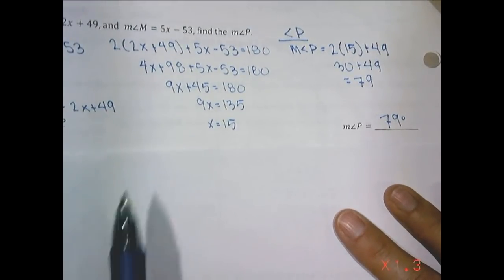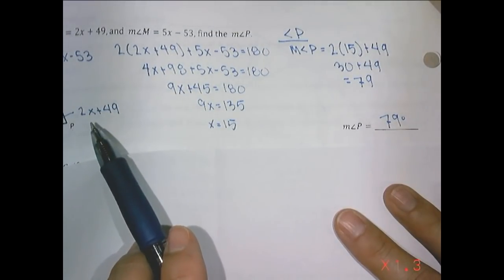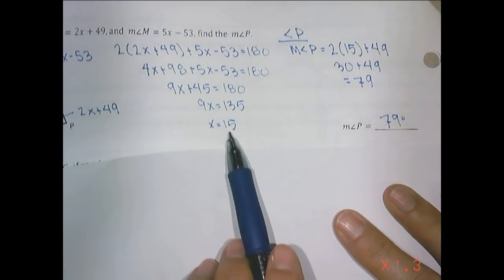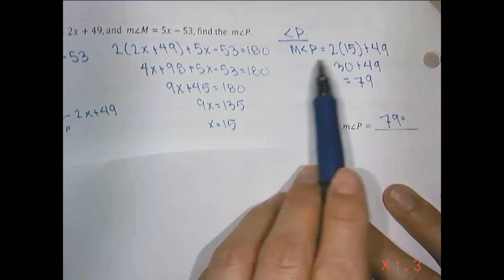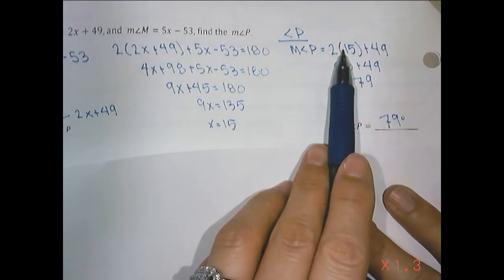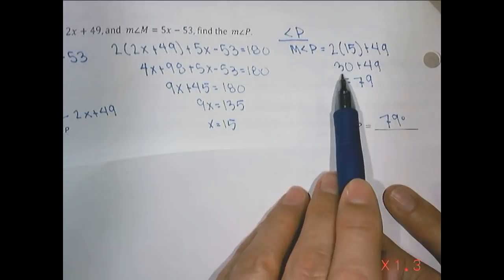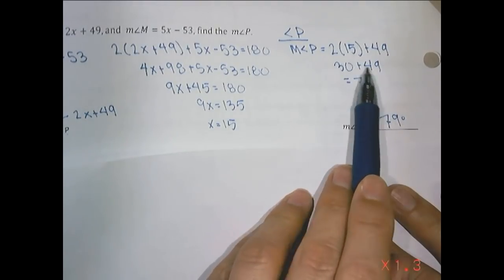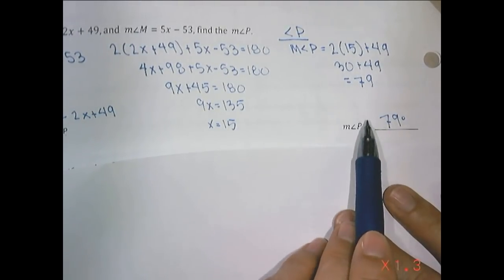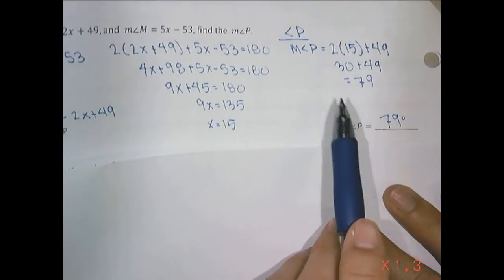All right, so since angle P is 2x plus 49 as well, you're going to take that 15 and plug it in. 2 times 15 plus 49. 2 times 15 is 30. 30 plus 49 is 79. Your answer will be 79 degrees.